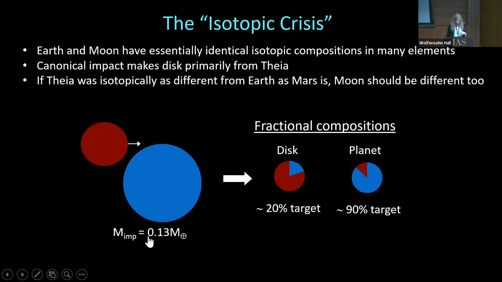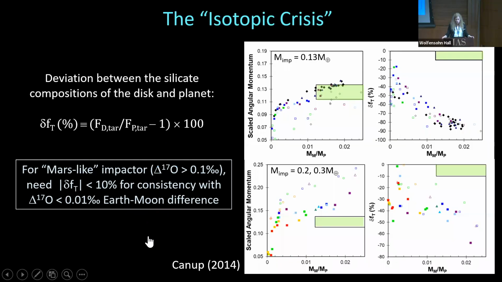Okay, so let's go one step further to put some numbers on this. We can define a compositional deviation percentage. So here I'm calculating the fraction of the final disk that originated from the target's mantle, ratioed to the fraction of the post-impact planet that was derived from the target's mantle. And if we imagine a Mars-like Theia, and actually I've even allowed the impactor to be somewhat more Earth-like than Mars by about a factor of 3, then you would need the absolute value of this compositional deviation percentage to be 10% or less to be consistent with how close the Earth and Moon are today.